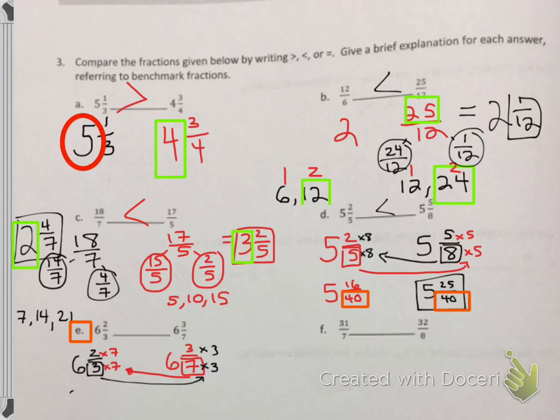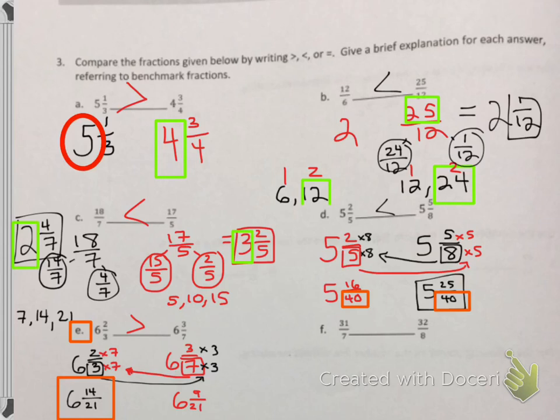So let's see what we get here. 2 times 7 is 14, and 3 times 7 is 21. Okay. Let's see what we get here. 3 times 3 is 9, and 21. All right, cool. So I can see here that 6 and 14/21 is the fraction that we need. This is the larger one. This is the much larger one. There we go.